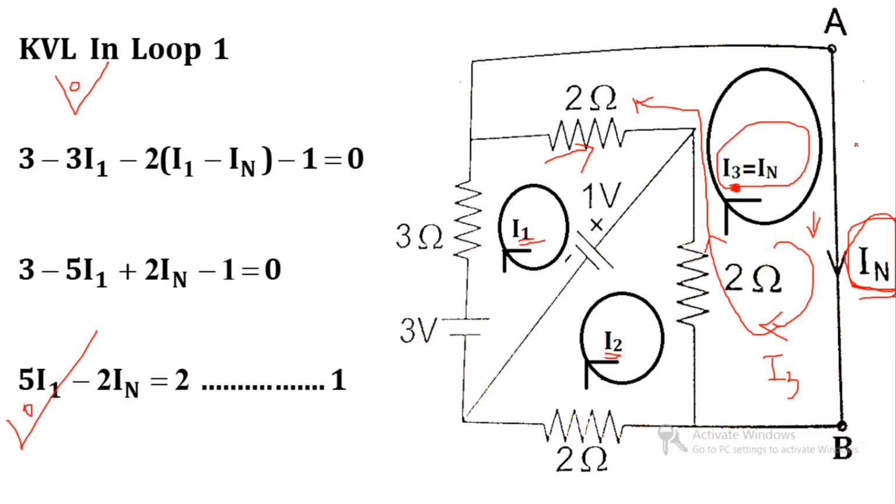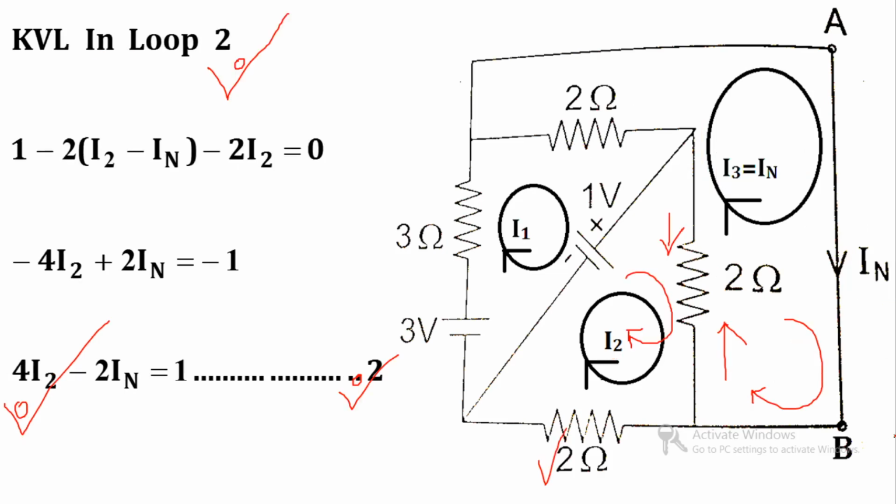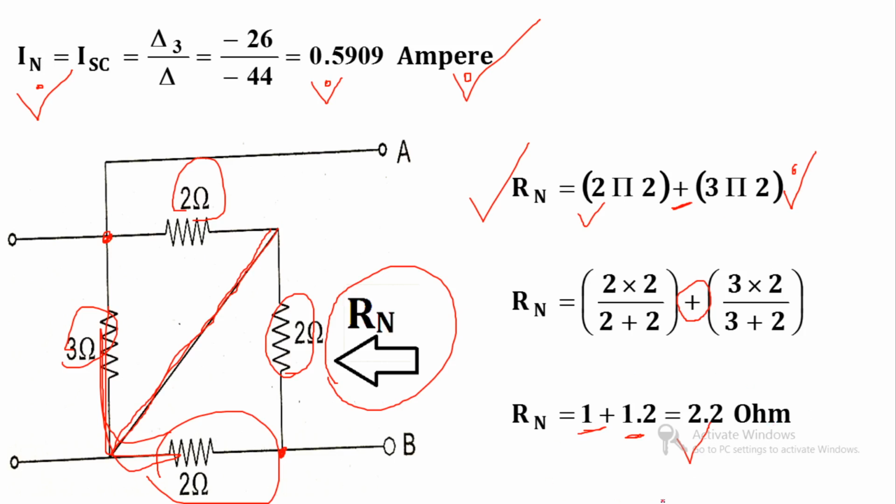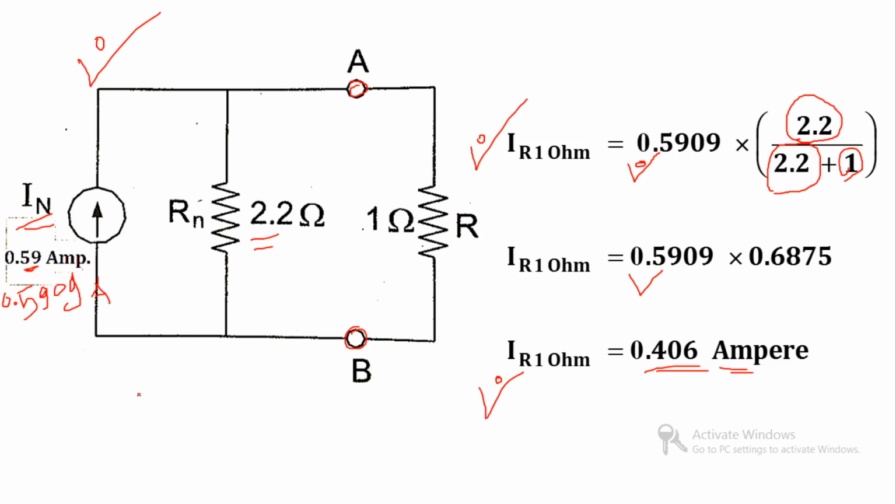Simply short circuit the element, find the short circuit current by using any method: KVL, KCL, voltage divider rule, current divider rule, Ohm's law, superposition theorem, any way you can. After that, find the equivalent resistance by replacing voltage sources with short circuits and current sources with open circuits. After finding the equivalent resistance, draw the Norton's equivalent network, apply the formula and find the load current. So this is the method to use Norton's theorem.